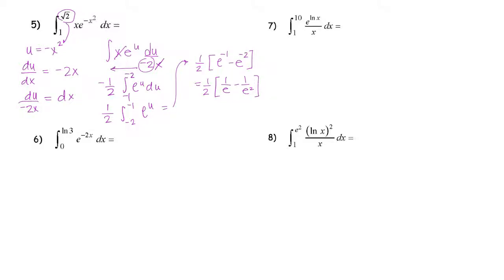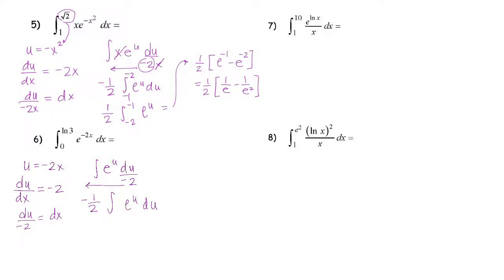All right, moving on to number 6. Again, this looks like a u sub. So we're going to let u equal negative 2x. du dx is going to be negative 2. And so du over negative 2 equals dx. So back up here, again, we're going to have e to the u, and then we're going to have du over negative 2. So we're going to move out that negative 2, and we now need to adjust our endpoints.